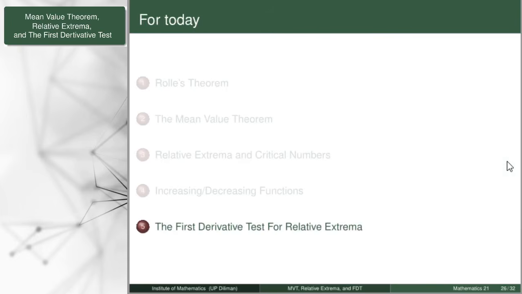And that is for the increasing and decreasing function. In the next video, we are going to be talking about how we are going to collate what we have learned for relative extrema and critical numbers and increasing and decreasing functions. This is the topic first derivative test for relative extrema, and this is how we are going to cross the chasm between critical numbers and relative extrema.